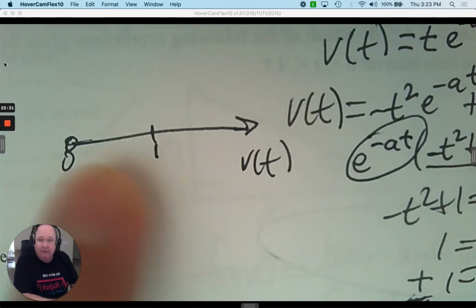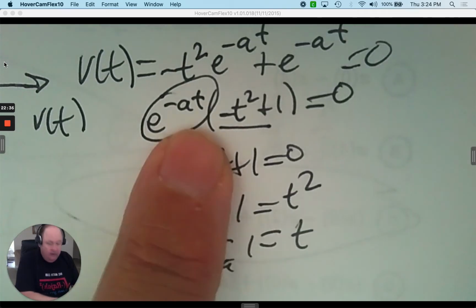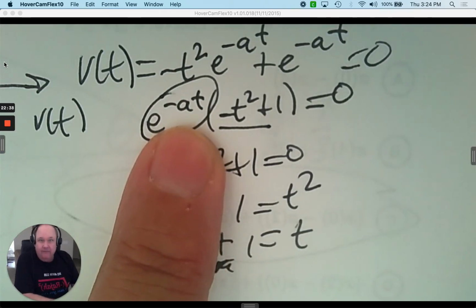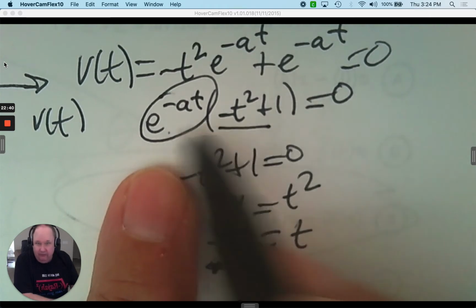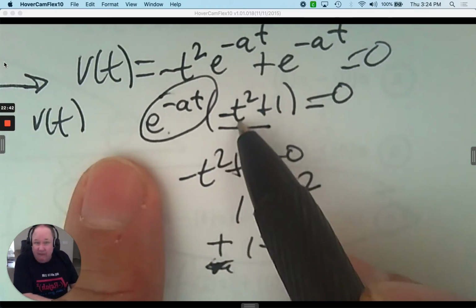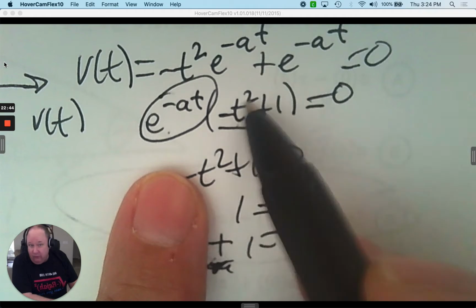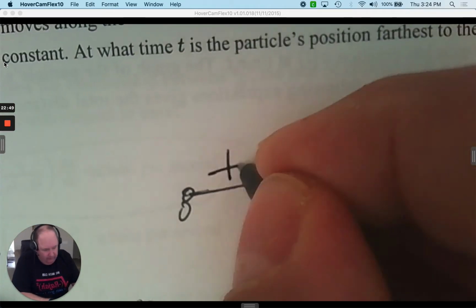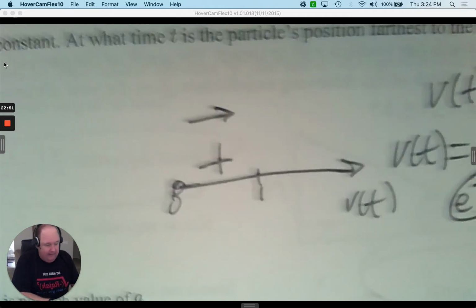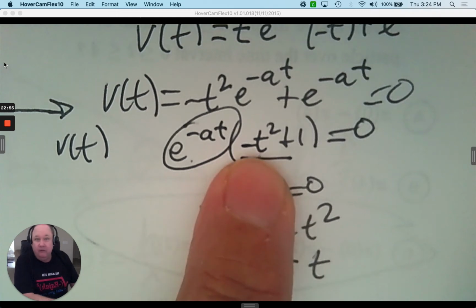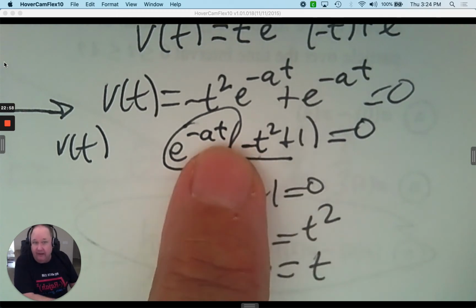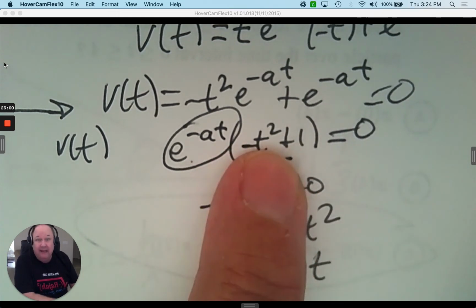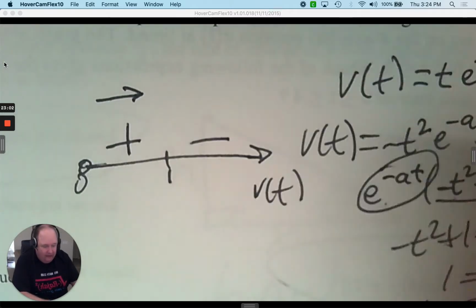So what would happen if I plugged in a number between 0 and 1 for t? So if I did that, remember this will always be positive. If I plugged in 1/2 or 1/4 or 1/3 and square it, this would give me a positive answer times a positive answer. So this way it's going to the right. If I plug in a number that's greater than 1, like 2 or 3, you'd square it and then negative plus 1. This would give me a negative answer times positive, which is negative.